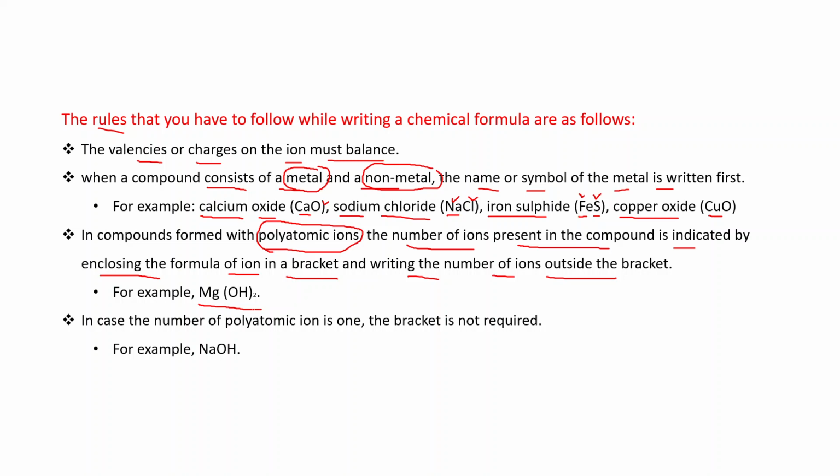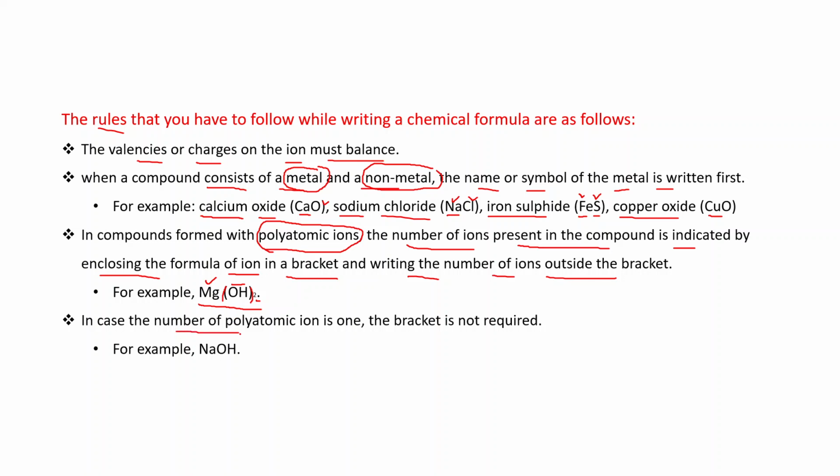Magnesium hydroxide. This is the cation, and this OH is a polyatomic ion. It comes 2 times, that's why OH is written in a bracket and outside the bracket we have written 2. This is magnesium hydroxide, Mg(OH)2, that is, the whole group OH comes 2 times.